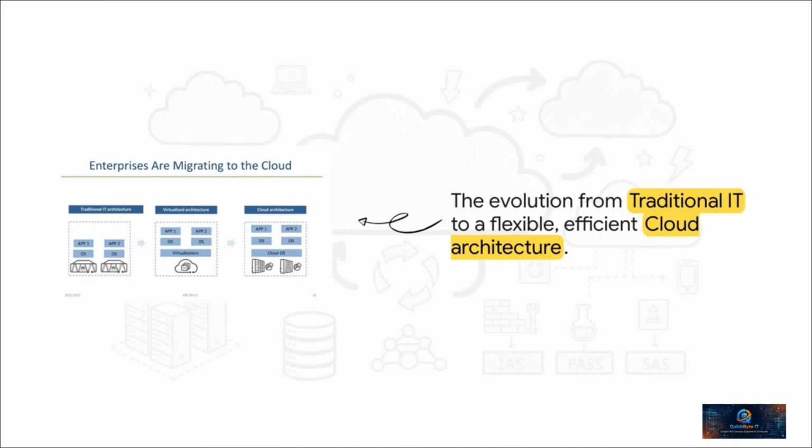Think about it. We started with traditional IT, where one application ran on one physical server. Super rigid. Then we got virtualization, which was a game changer. It let us slice up one physical machine to run multiple systems. But the cloud takes that to the next level, creating this flexible layer, a sort of cloud OS that treats all the hardware as one giant, efficient pool of resources.